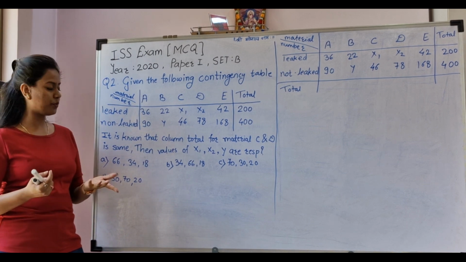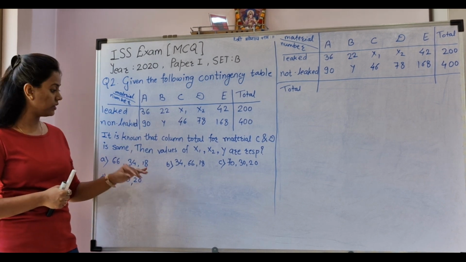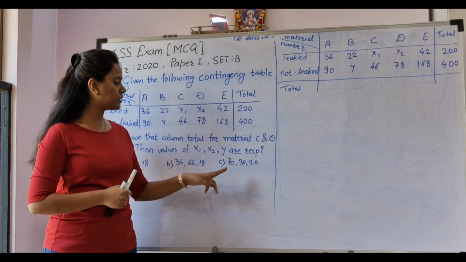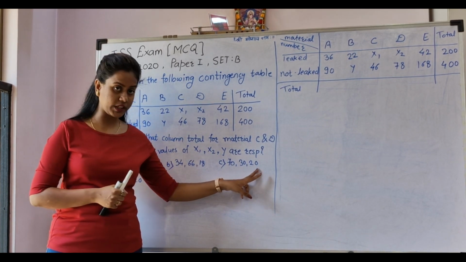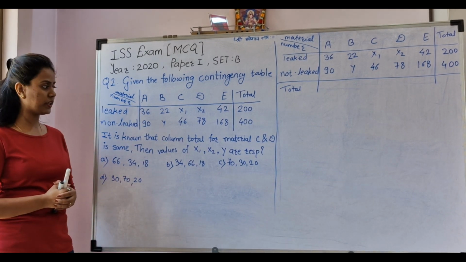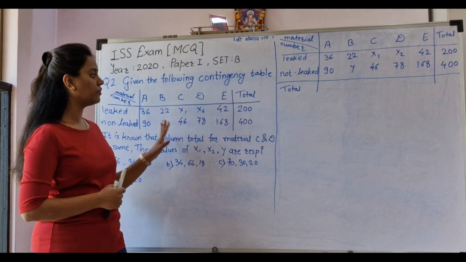4 options are provided. Option A is 66, 34, 18. Option B is 34, 66, 18. Option C is 70, 30, 20. And option D is 30, 70 and 20. So now let's try to find out the values of x1, x2 and y.